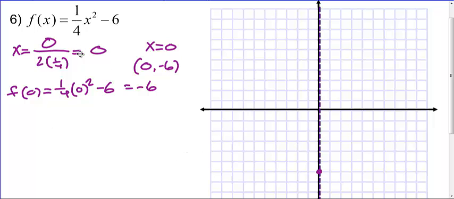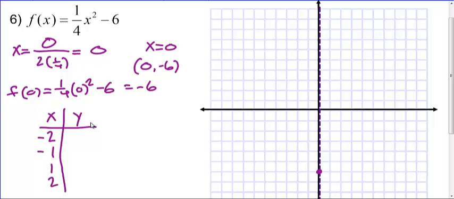The a term is positive 1/4. I know this opens upward. So what I need to do is pick some other values. And I want to work around 0. So -2, -1, 0, 1, and 2. I've gotten 2 places left of 0 and 2 places to the right of 0.